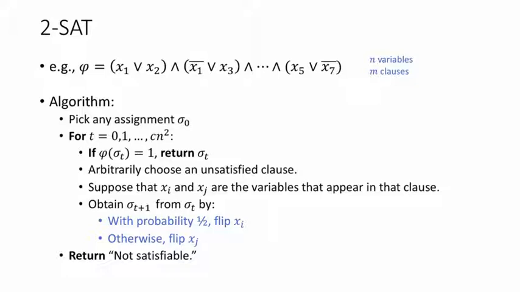Otherwise, there's some unsatisfied clause, so let's just choose one of them arbitrarily. Doesn't matter how we choose it. And suppose that that unsatisfied clause contains variables xi and xj. Then we're going to update our assignment, sigma t, and obtain sigma t plus 1 by, with probability 1/2, flipping the variable xi, and otherwise flipping the variable xj. And then we're just going to repeat. And if we finish this whole for loop without ever finding a satisfying assignment, we're going to give up and return not satisfiable. So that's the algorithm.